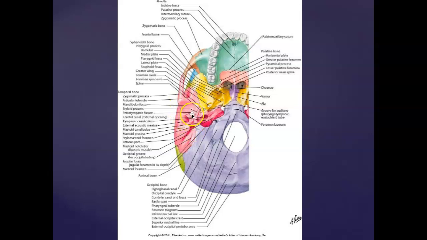You can see that right in that petrous portion there is this depression, right here where the mandible would sit, and this is what gives the articulation with the jaw, the temporomandibular joint. Here's the temporal portion of that joint.